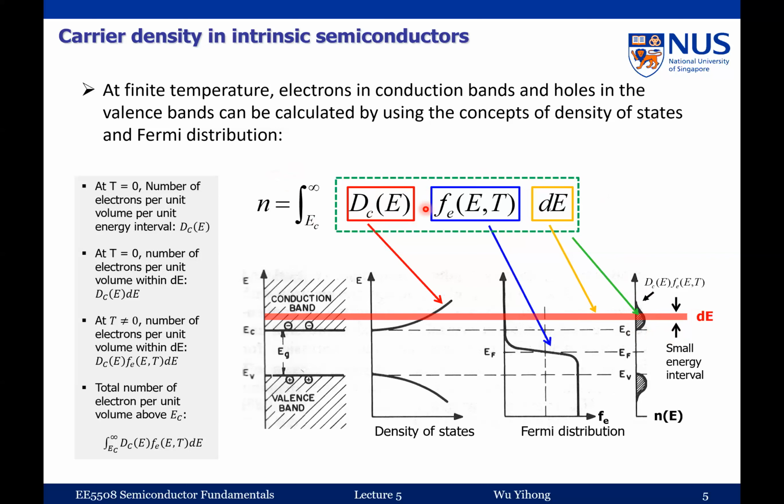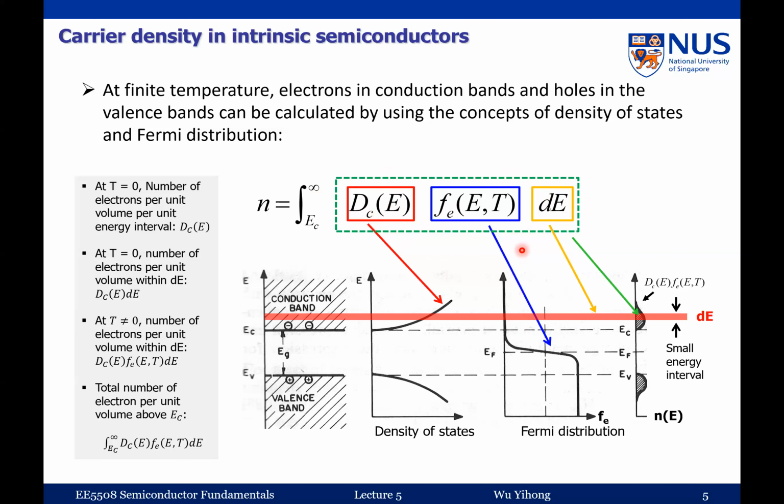Remember, this F is basically dimensionless, right? There's no dimension for this, it's just a distribution probability. And this density of states is the number of electrons per unit volume in real space and per energy interval in energy space. After multiplying by the energy interval, the energy dimensions cancel out. So eventually the whole integration has a dimension of number over volume, the number of electrons per unit volume.